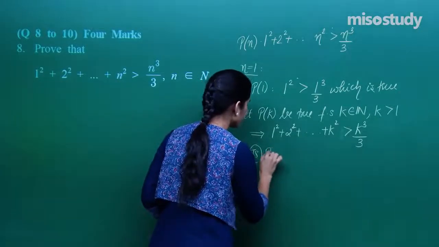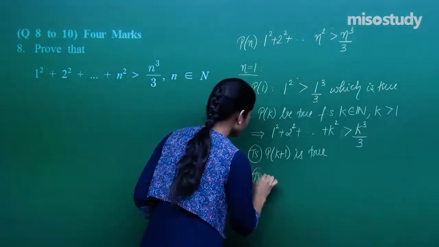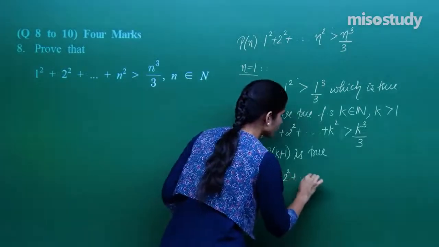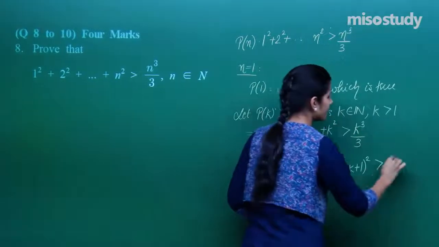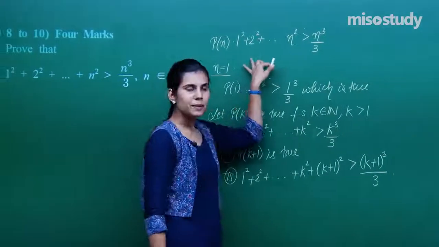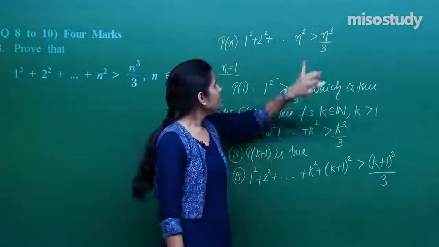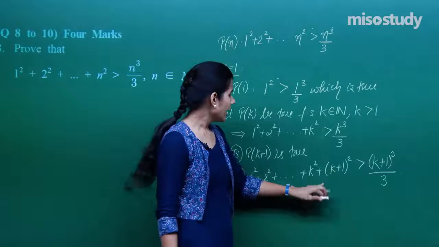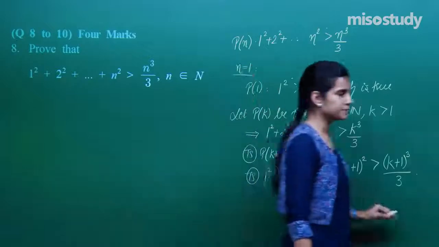I have to show Pk+1 is true. That means I have to show sum of squares of first k+1 natural numbers, that means 1 square plus 2 square plus k square plus (k+1) square is greater than (k+1) cube by 3. That is my Pk+1. Before n square will be (n-1) whole square, and so before (k+1) whole square will be k square. How are you going to use this to prove this? Give it a thought, and then we are going to be right back over the same question.